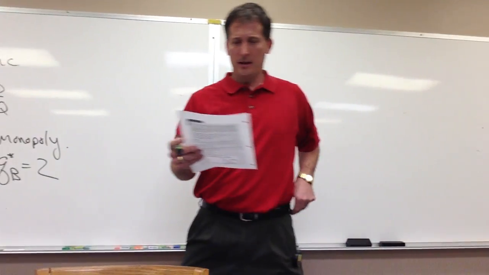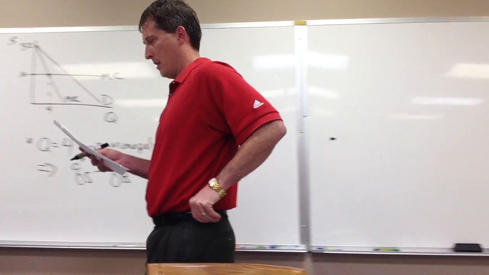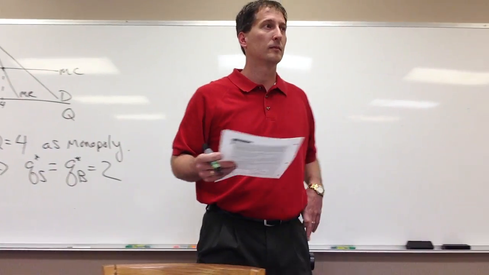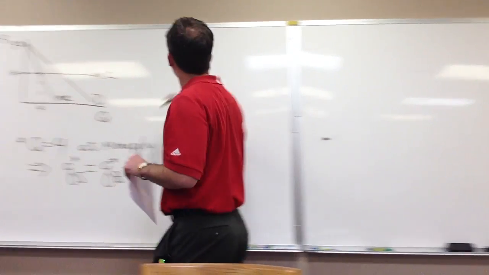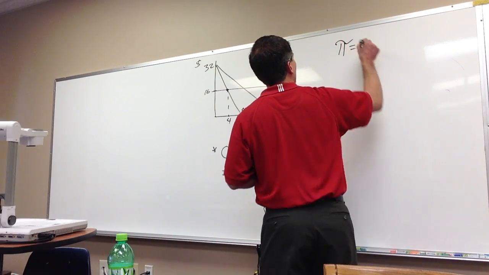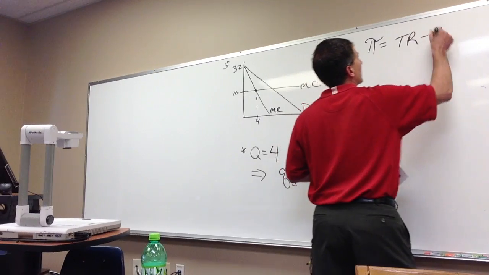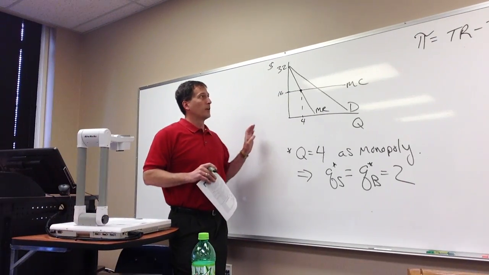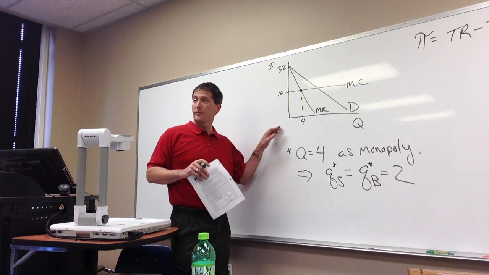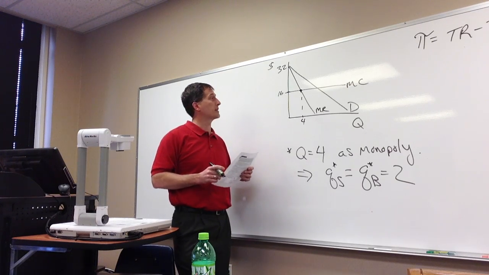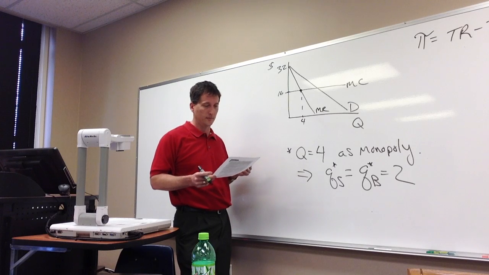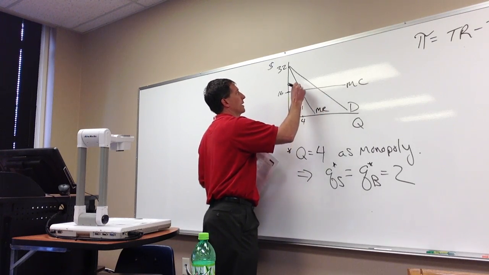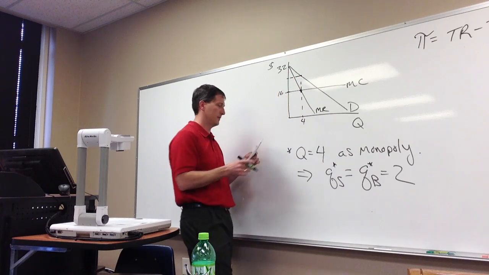Okay. How much profit will each firm earn? So profit for each firm. Profit equals total revenue minus total cost. What info are we missing? Price. How do we get price? Plug it into what? Into the inverse demand curve. We got a quantity of 4. What's our number?